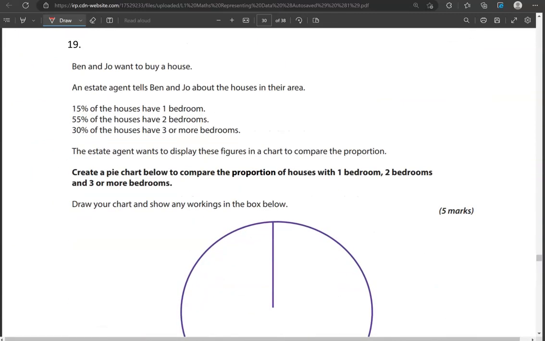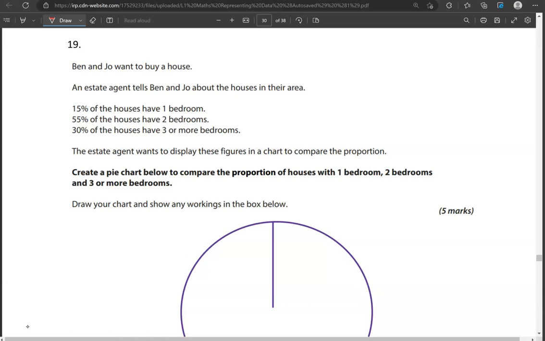Ben and Joe want to buy a house. An estate agent tells Ben and Joe about the houses in their area. 15% of the houses have 1 bedroom. 55% of the houses have 2 bedrooms. 30% of the houses have 3 or more bedrooms. The estate agent wants to display these figures in a chart to compare the proportion.